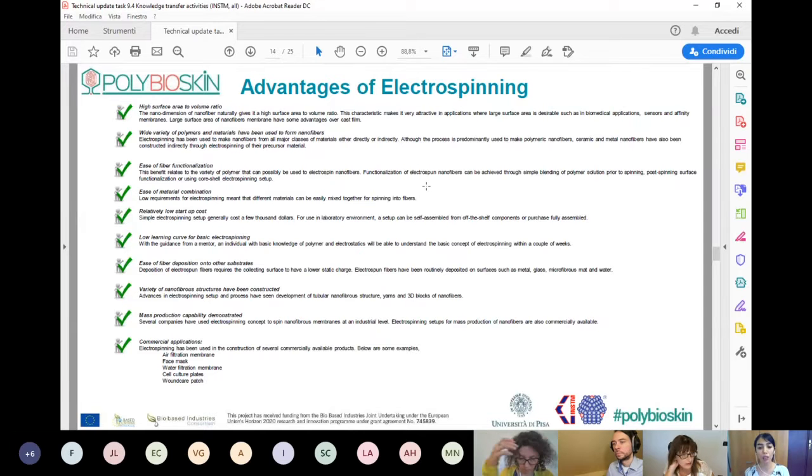We can even combine and blend different polymer solutions together to have blended fiber, or we can add some additives to improve some properties, and we can produce composite fibers simply by the electrospinning method. So because of this advantage, this is a very interesting method.